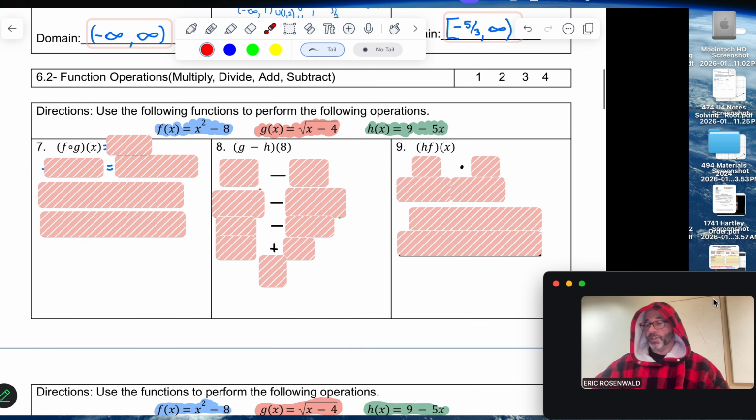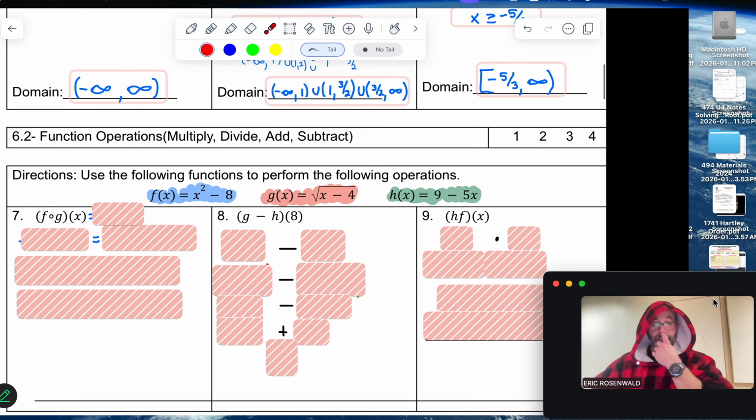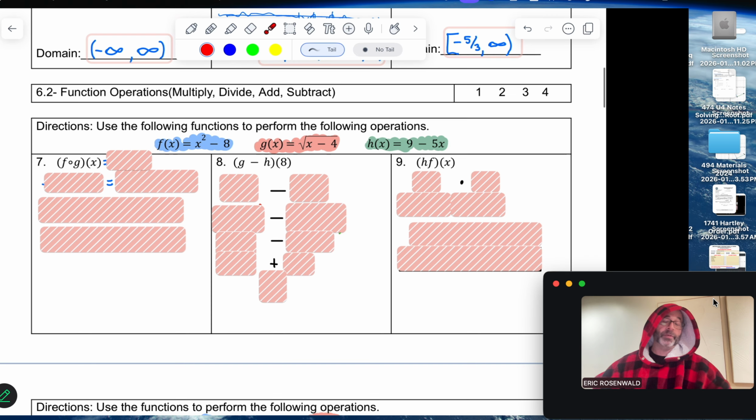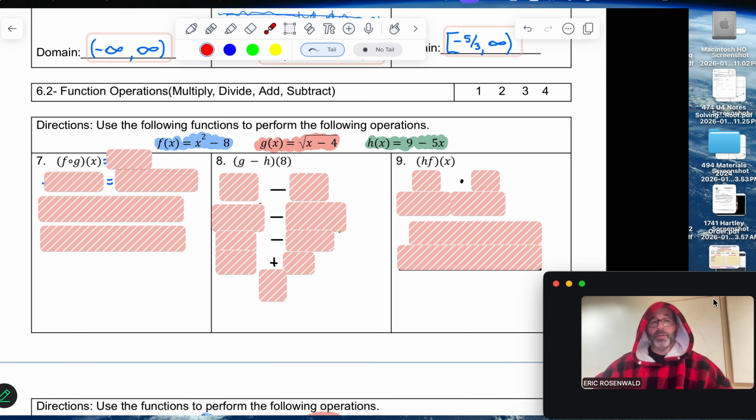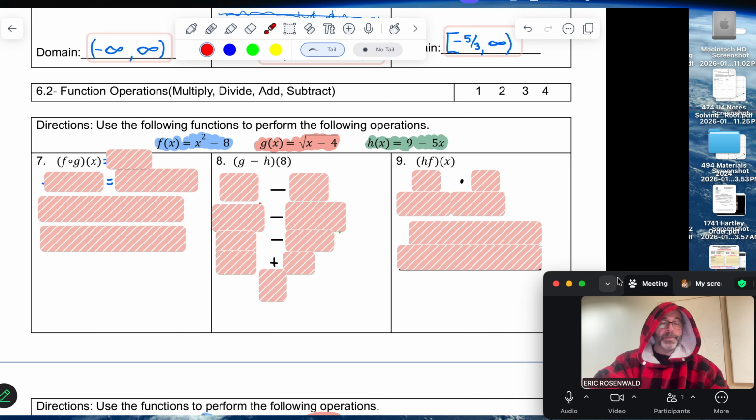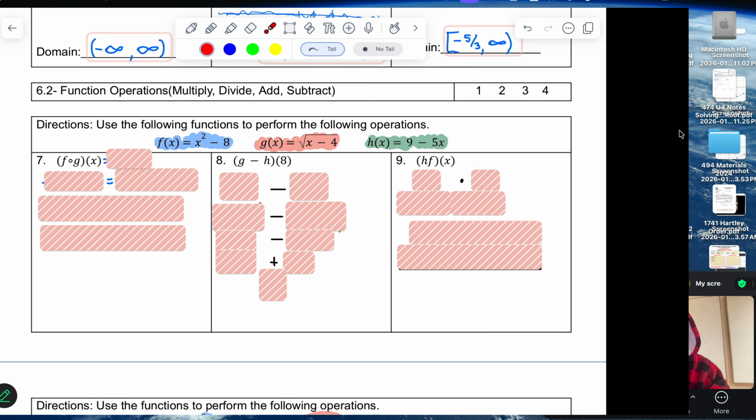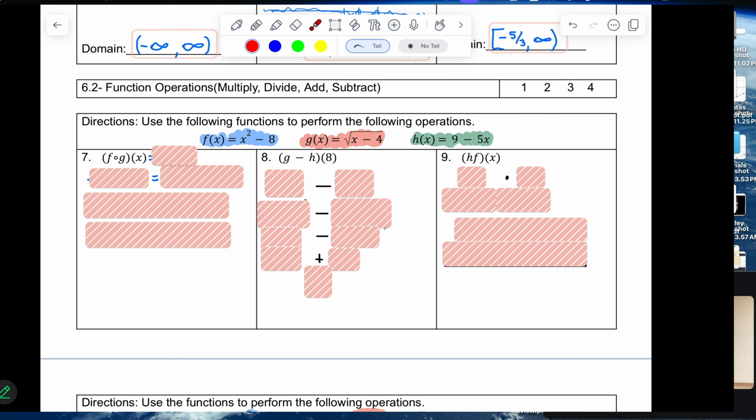Let's work on 6.2. 6.2 is just function operations, so they should go pretty quickly. There's just algebra involved. So again, if you get stuck, go ahead and just work on the algebra yourself there. But let's go ahead and jump into these here. All right, I got to move this back.